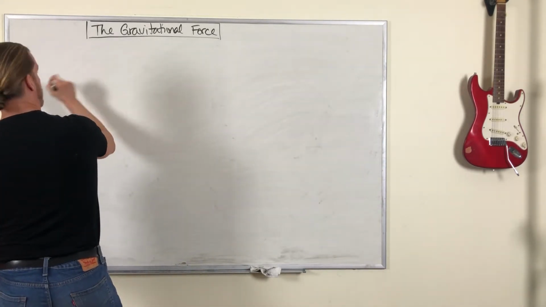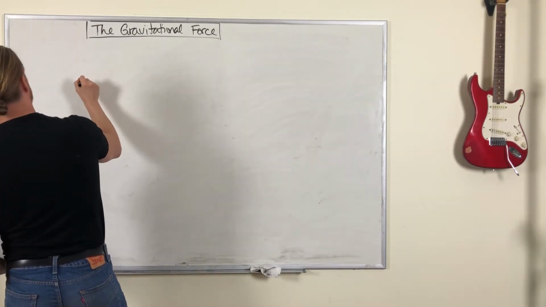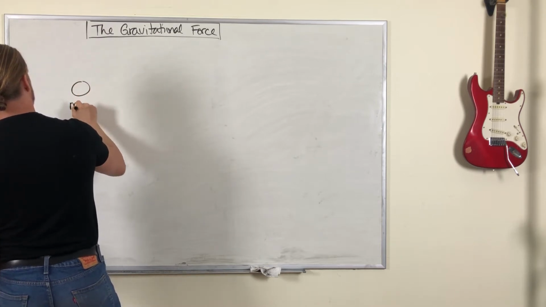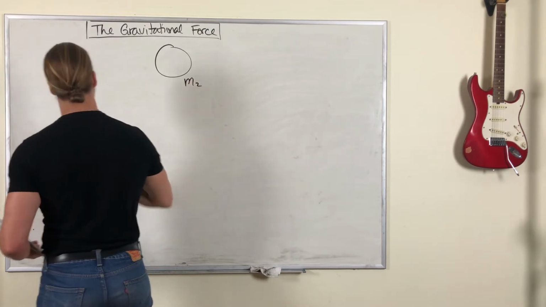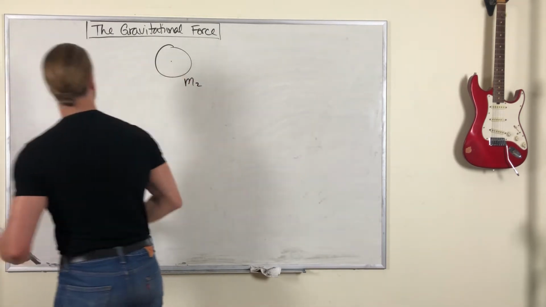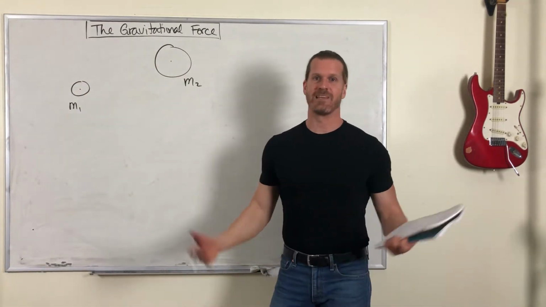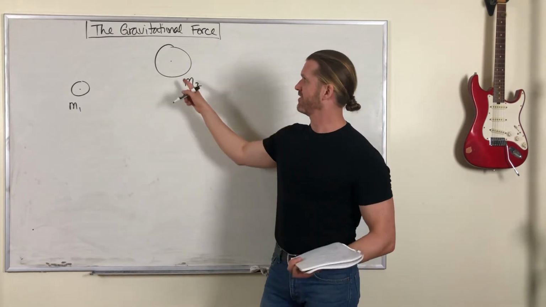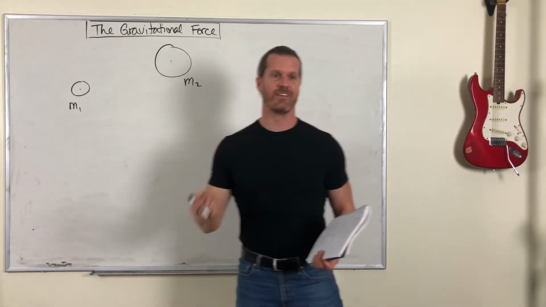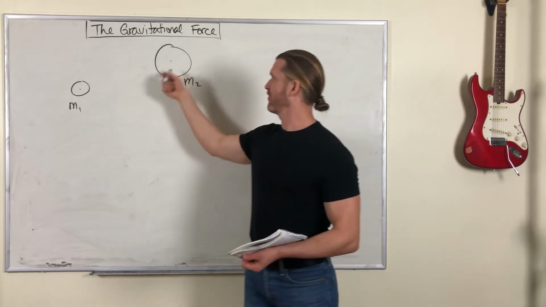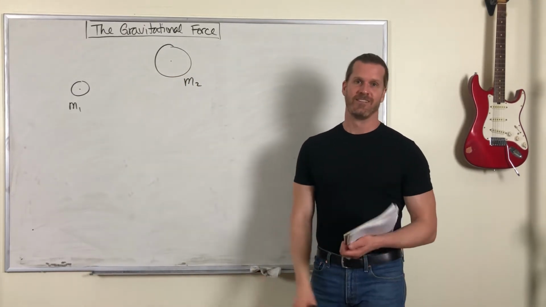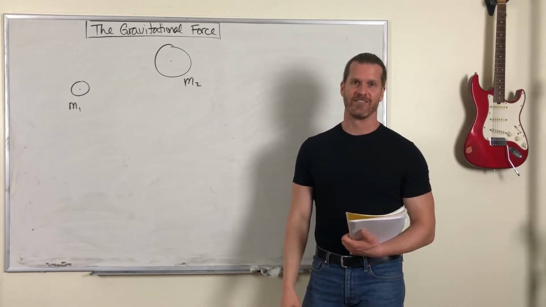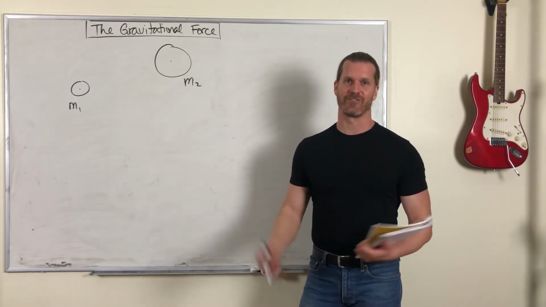So here's how the gravity force looks mathematically. Here are two objects. They could be any kind of object. It could be a planet and a moon. It could be a person and a pen. It could be you and the computer you're watching this lesson on. It doesn't matter. Any objects that have mass are going to do this.